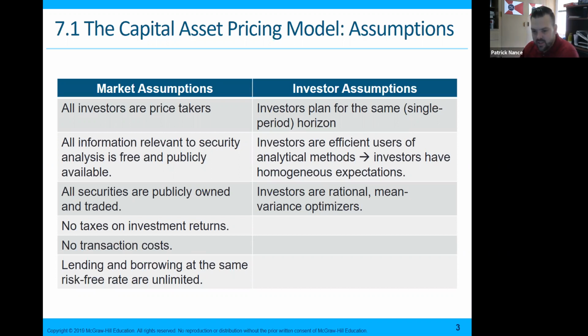So effectively, we're looking at a perfect economic environment for trading stocks, where we've got no barriers, no tax, and no barriers to lending and borrowing. The investor assumptions: the investors plan for the same single period horizon. Investors are efficient users of analytical methods, which means the investors have homogeneous expectations. And then investors are rational mean variance optimizers, like we talked about in the prior chapter.